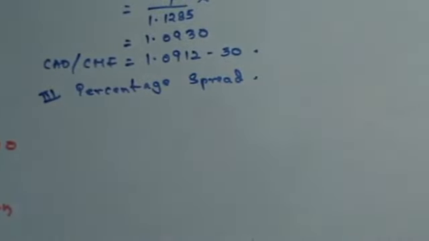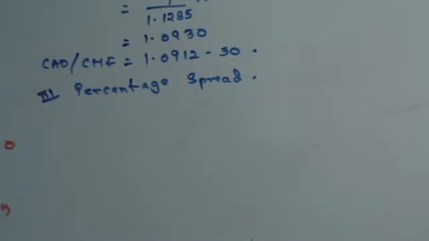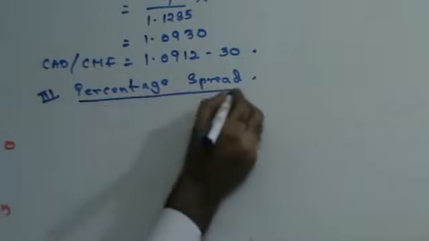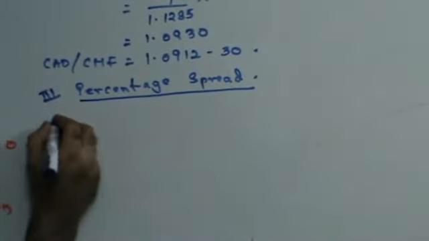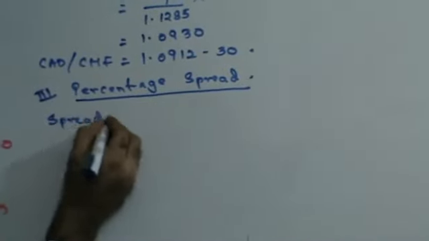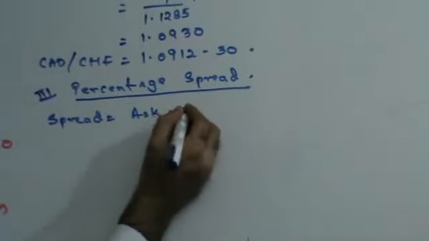Now, for doing percentage spread, you need to use a couple of formulas. First thing I'm going to do is write the formulas that you will need for your calculations of percentage spread. The formulas that you will require for this particular type: first, spread is nothing but ask minus bid.